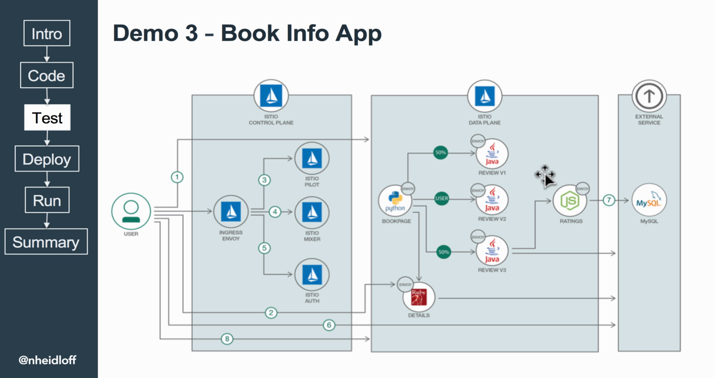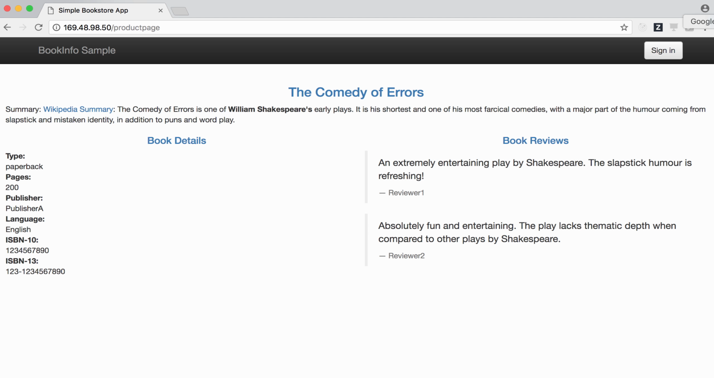And as you can see here, version 1 of the review service does not use the ratings service. However, version 2 and version 3 are using the ratings service, and there is actually one error missing right here. So let's take a look. This is the sample application, the page that displays information about one specific book, the comedy of errors. And then in the left column, we have the book details, and in the right column, the book reviews.